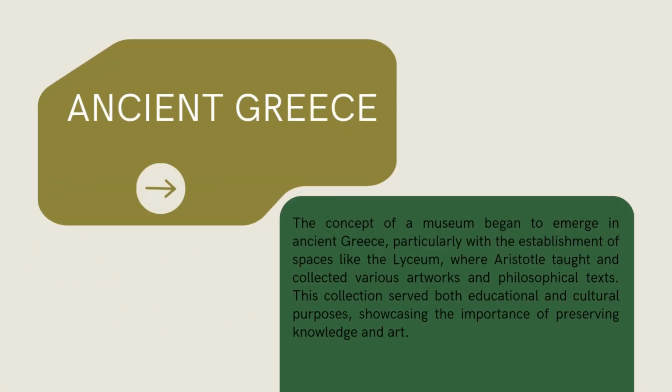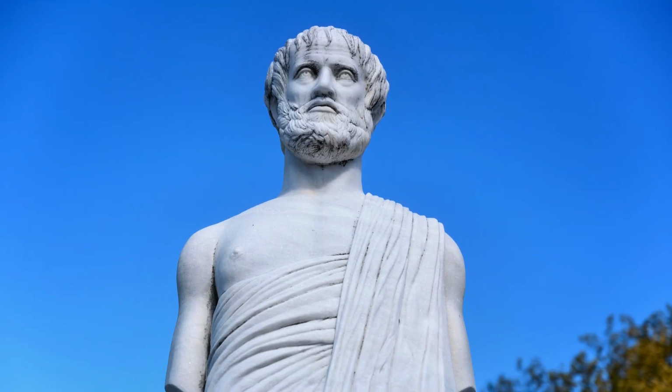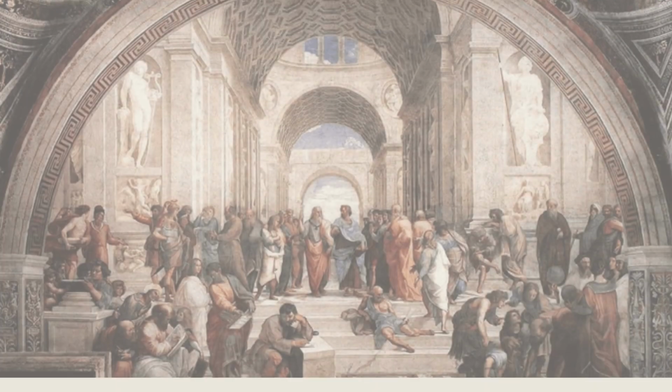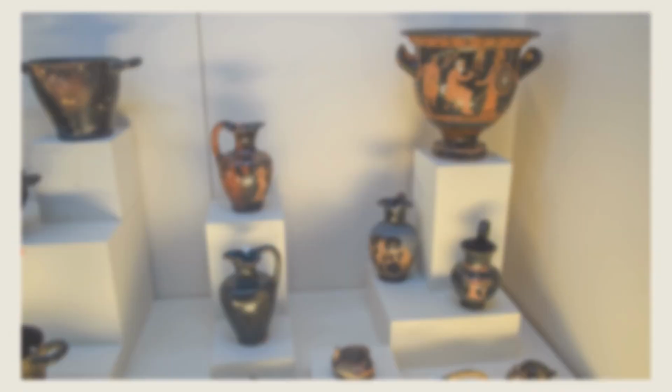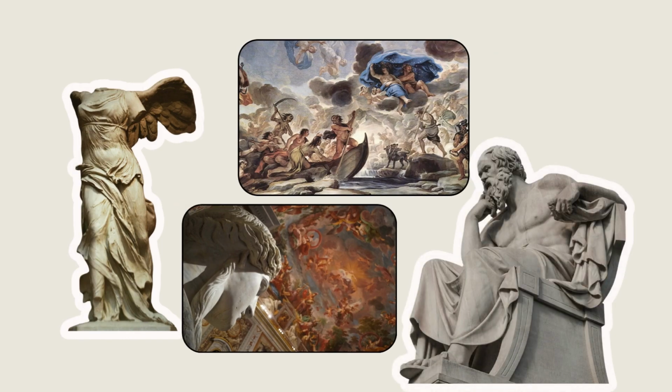In ancient Greece, the concept of a museum began to emerge, particularly with the establishment of spaces like the Lyceum, where Aristotle taught and collected various artworks and philosophical texts. These collections served both educational and cultural purposes, showcasing the importance of preserving knowledge and art. The Lyceum is often considered one of the first institutions resembling a museum, where artifacts, texts, and artwork were gathered to promote learning and philosophical discourse.